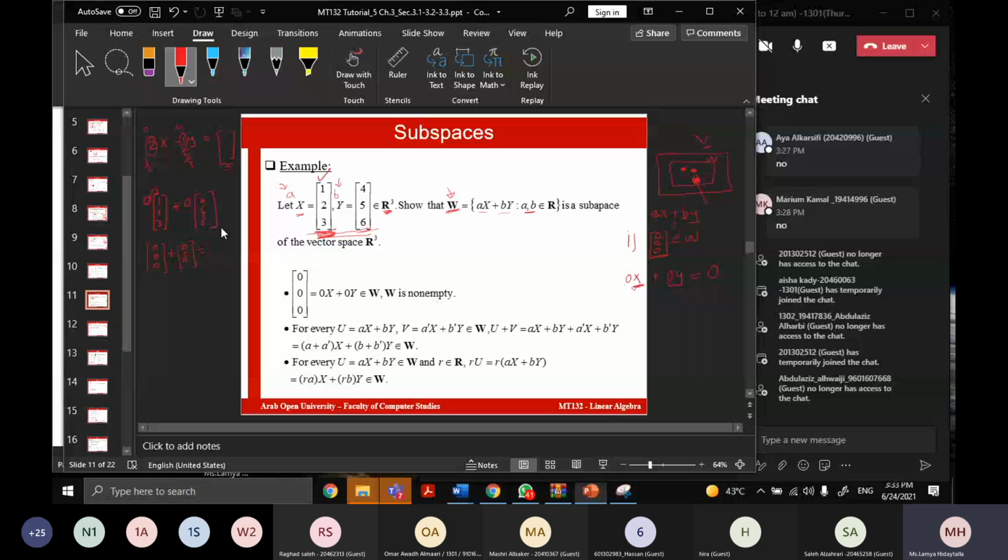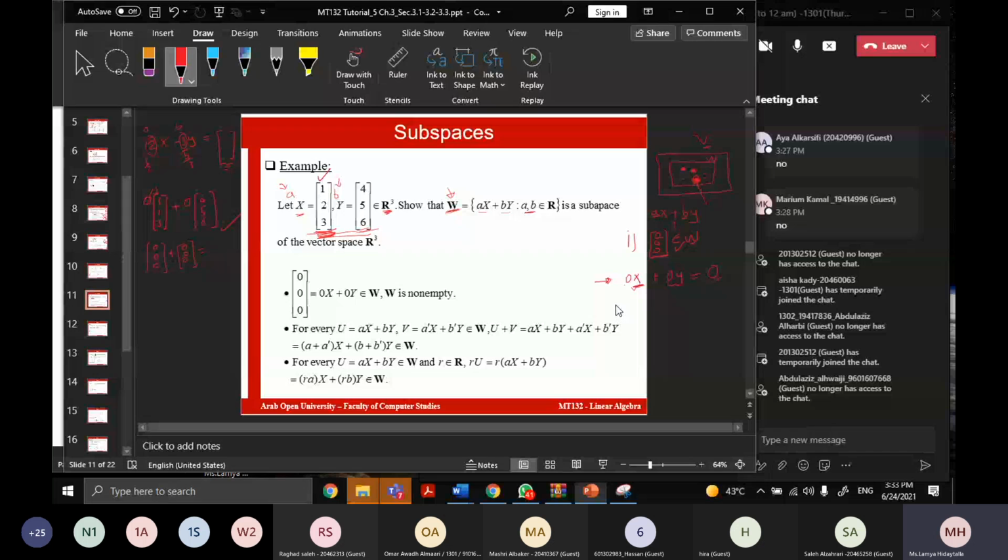If you want to write it like I did here, do it. But for simplification, it's fine. So the resultant is the 0 vector. So the 0 vector belongs to W. Yes, this is true. So we finished the first part.